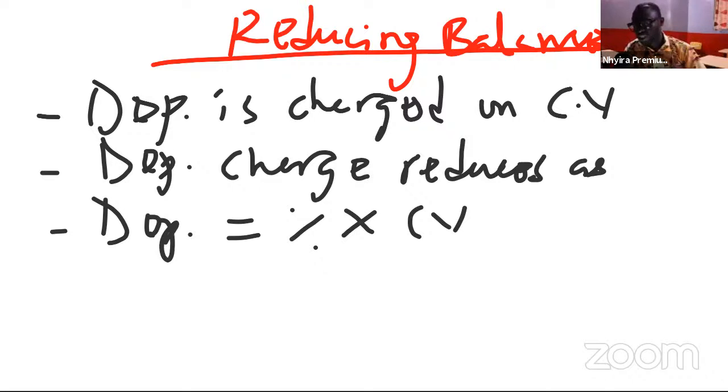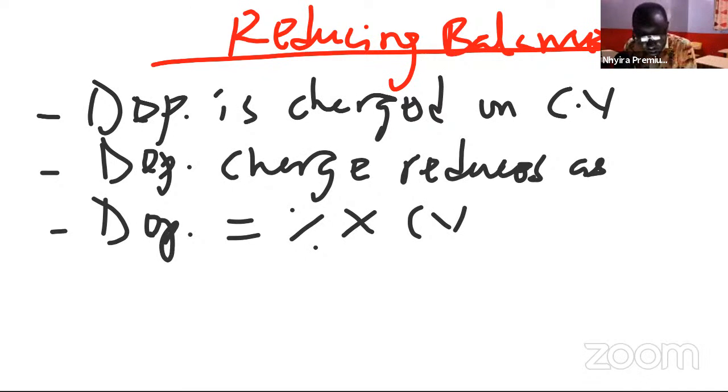So the depreciation is charged on the carrying value of the asset. The annual depreciation charge reduces as the asset ages, and the annual depreciation charge is going to be the percentage given to you multiplied by the carrying value of the asset.